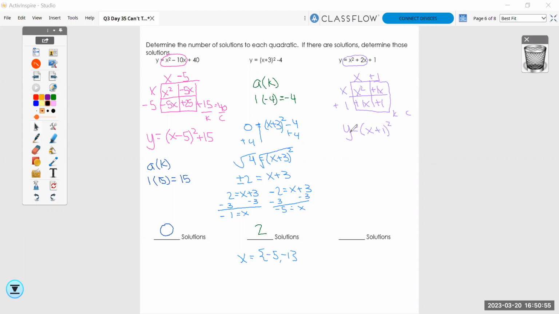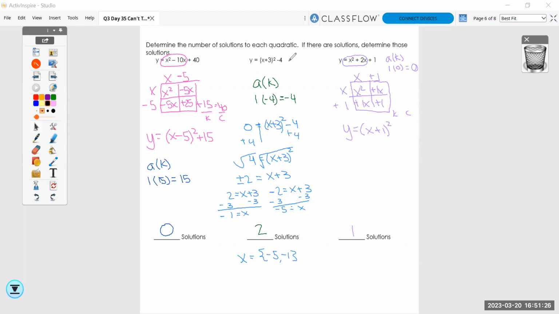Now, I know that my A is 1. So let me do my A times my K. I'm going to do it up here because I just want to save space. So my A is a 1, my K is a 0. So I end up with a 0 product. And when I look up above this, I see if I get a 0 product, I'm looking for 1 solution.